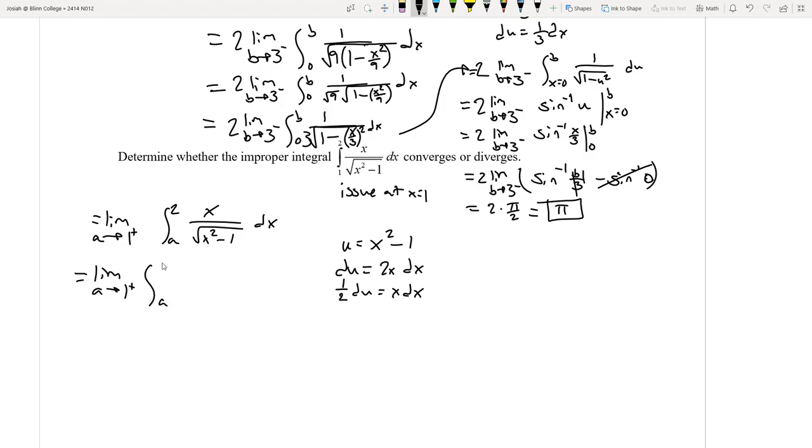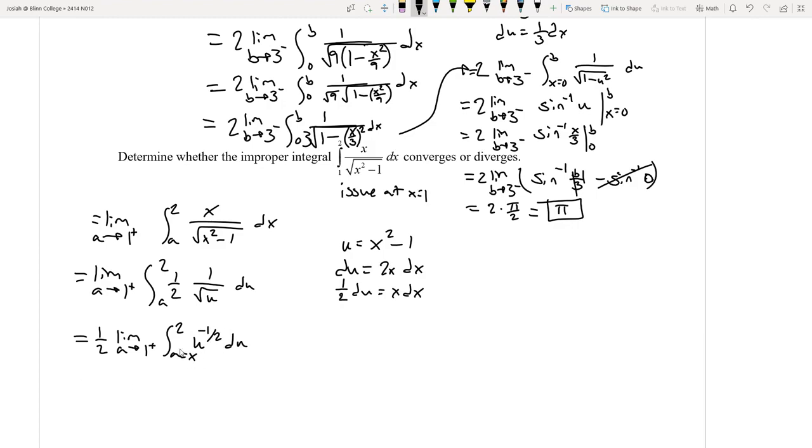And so we'll go ahead and make that swap. x dx becomes 1/2 du. I got 1 over root u. So that's the limit as, we'll go ahead and take that 1/2 out. 1/2, limit as a tends to 1 from the right. Might want to keep that 1/2 in, we'll see in a sec. This is u to the negative 1/2 du.